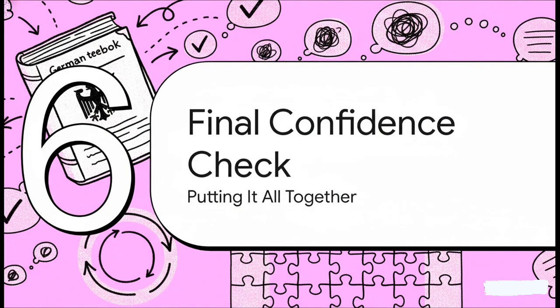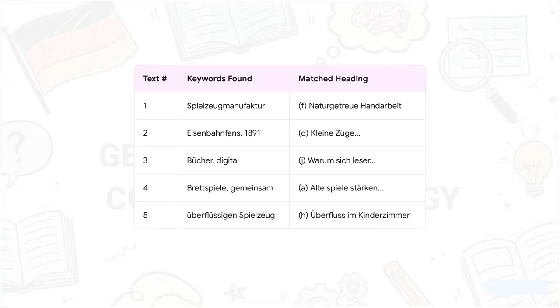And finally, let's just do a quick final check to see how this whole system works when you put all the pieces together for the entire section. When you apply this exact same keyword strategy to all 5 texts, the answers just fall into place. For text 3, you see books and digital, which leads you right to heading J. For text 4, you find board games and together, pointing straight to A. And for text 5, superfluous toys is a dead giveaway for H. You see, the system works every single time.